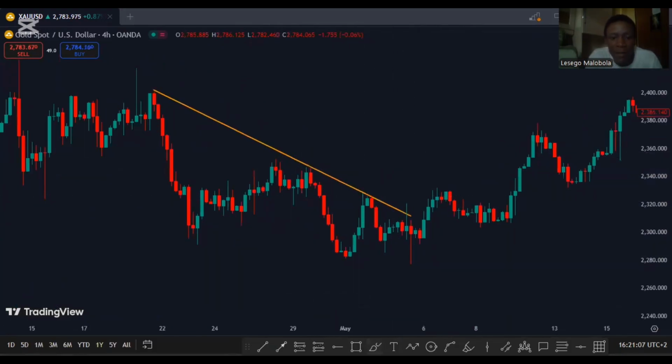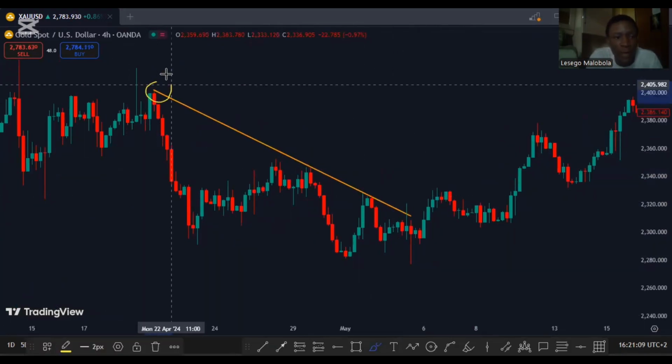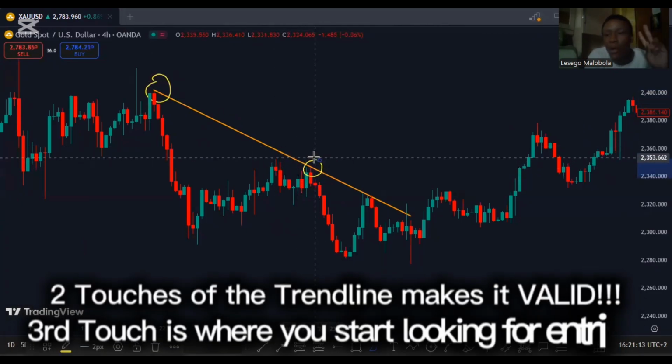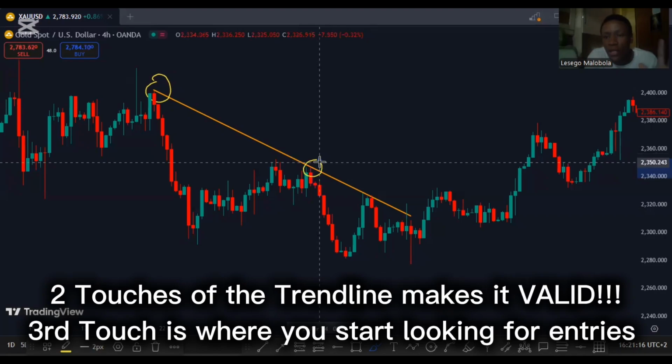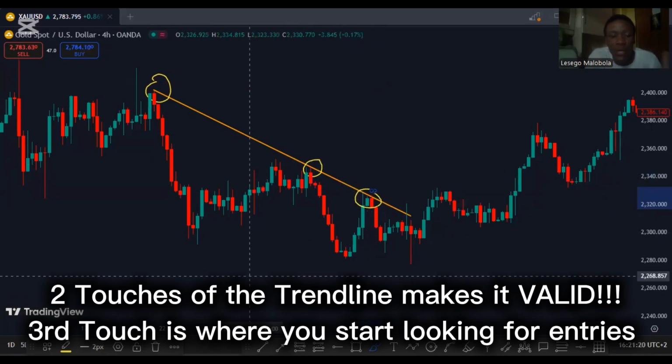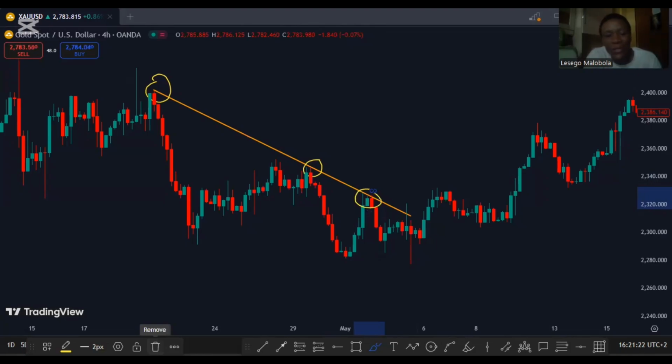Why do I say that? Because we can see that here we have a first touch, we have a second touch. Remember, the second touch of the trend line confirms your trend line. It makes it valid. And obviously we have our third touch. That's where we start looking for our entry point.